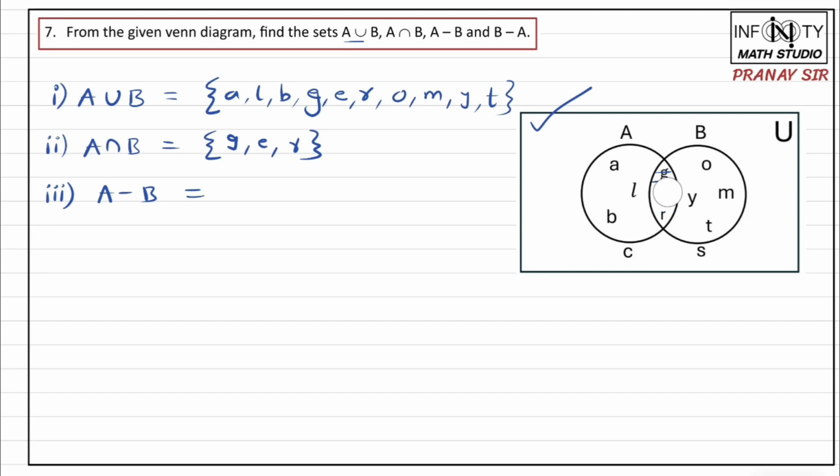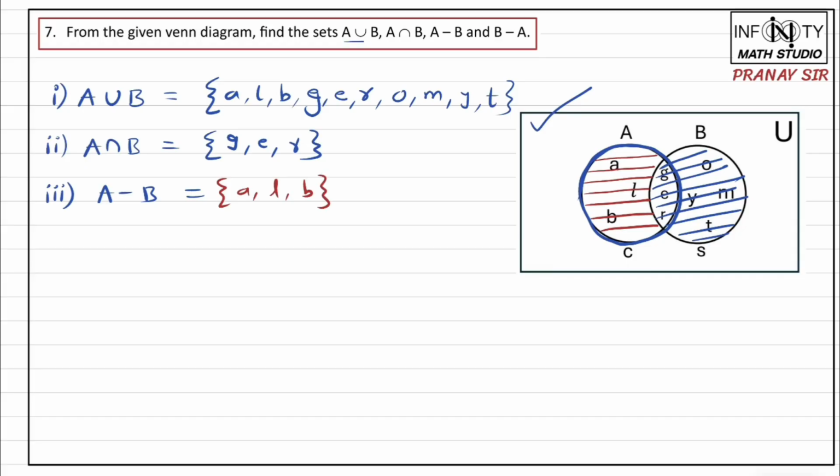Here A minus B, how to write? First of all, this circular part is A. From here we need to subtract B. So if I subtract B from the circular part of A, what is the region left out? This red color shaded region is left out. What elements are there in that region? A, L, B. These are the elements left out in set A after subtracting B. This is how we find A minus B.